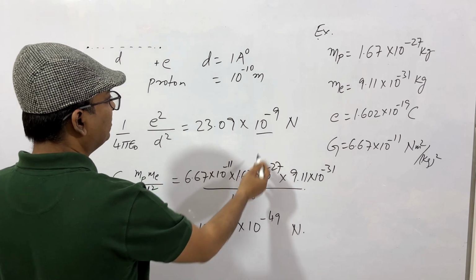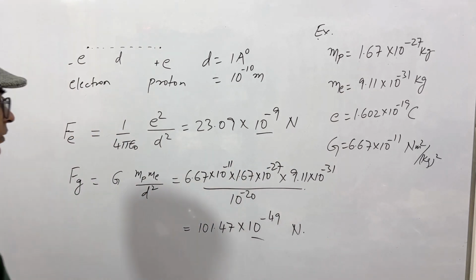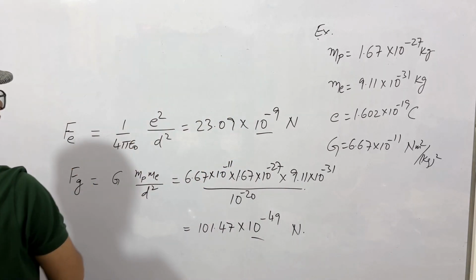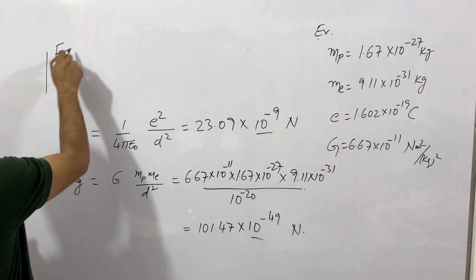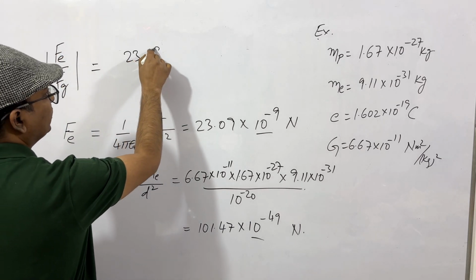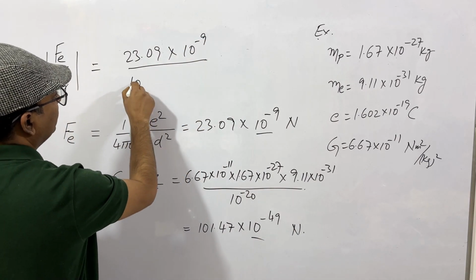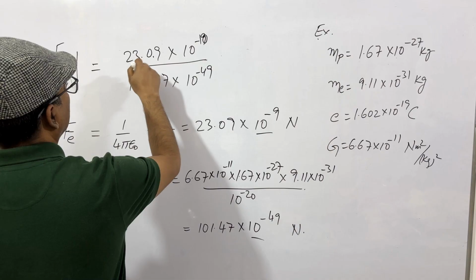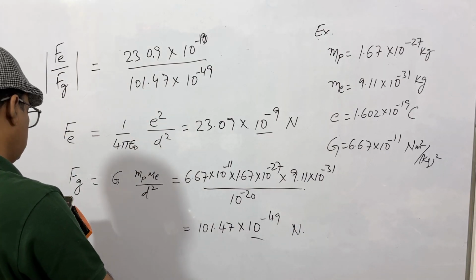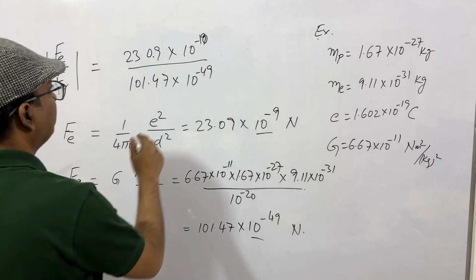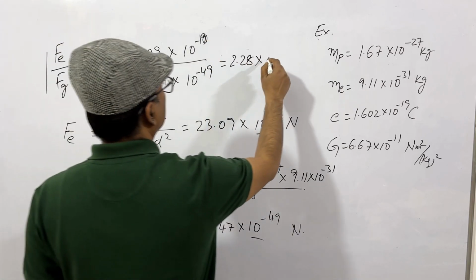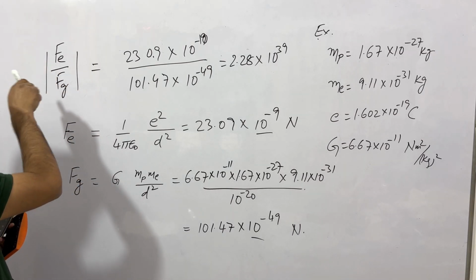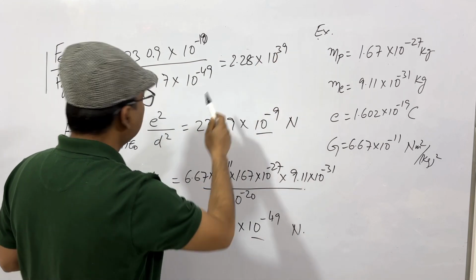Okay, so this is the value. Now, if you try to find the ratio, then the picture will be clearer. If we take Fe by Fg, obviously we are talking of the ratio of magnitude only. It will be 23.09 into 10 to the power minus 9 by 101.47 into 10 to the power minus 49. So you can put this minus 10, so that this is 230.9. What is 230.9 divided by 101.47? It comes to 2.28 into 10 to the power 49 minus 10, that is 39. So you can see the electric force, the Coulomb's force between the two charges, is 10 to the power 39 times the gravitational force between the two charges.